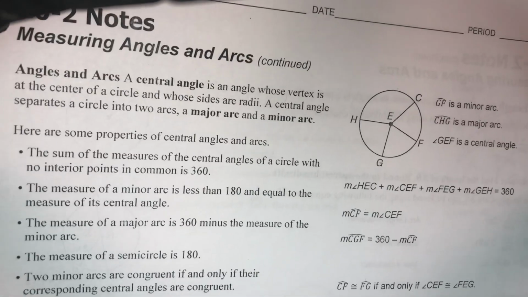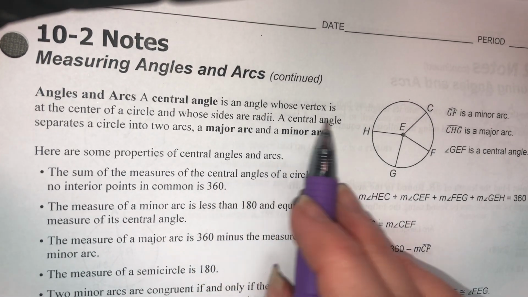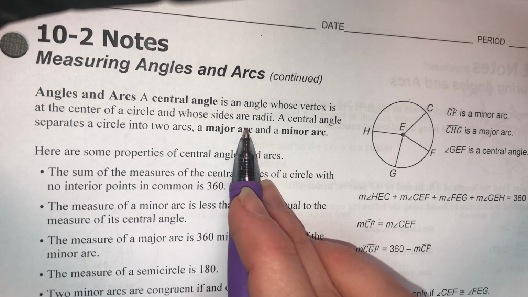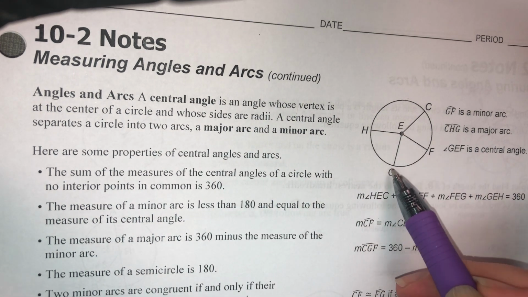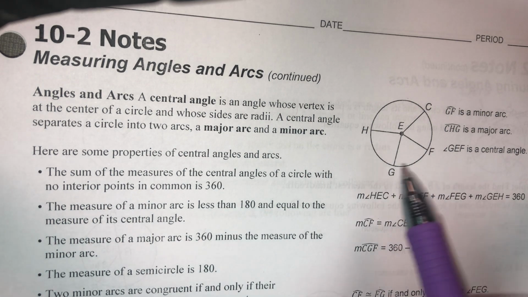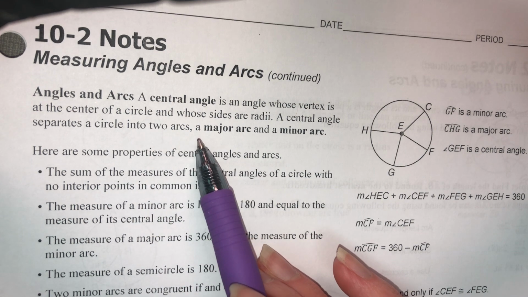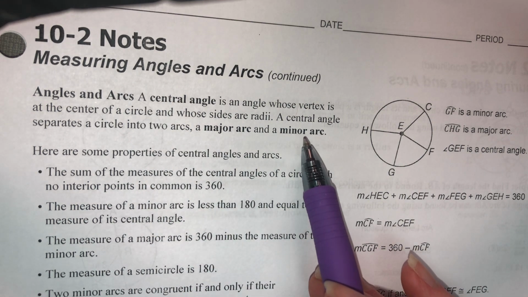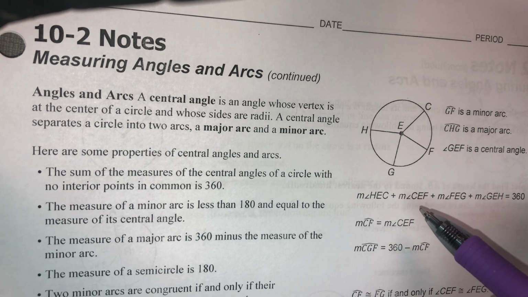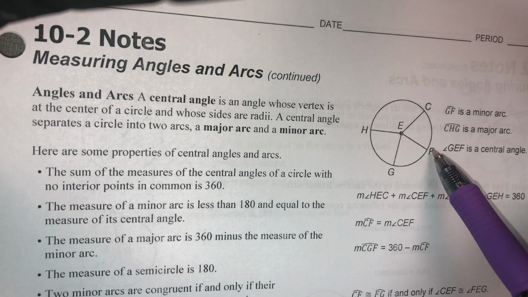Angles and arcs. A central angle is an angle whose vertex is at the center of a circle and whose sides are radii. So like angle HEG is a central angle. Angle GEF is a central angle. A central angle separates a circle into two parts, a major arc and a minor arc. The arc from G to F is a minor arc, and the arc from G to H to F is a major arc.